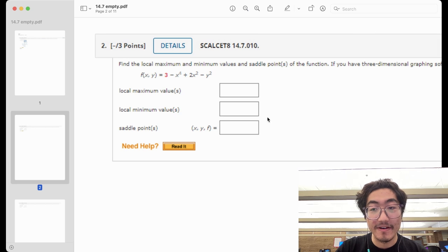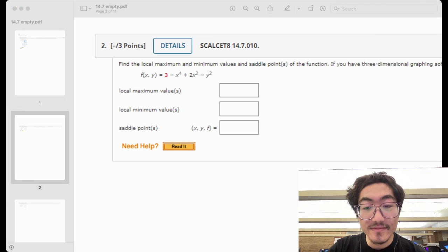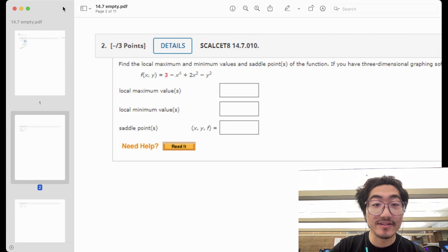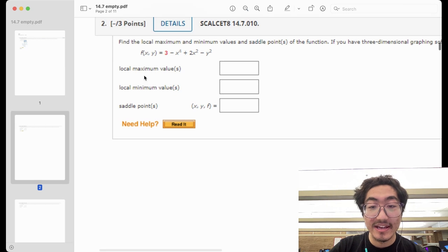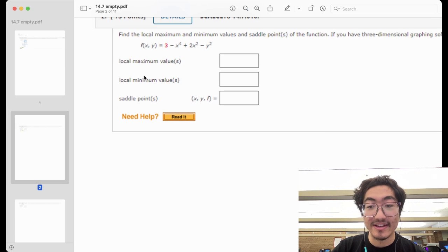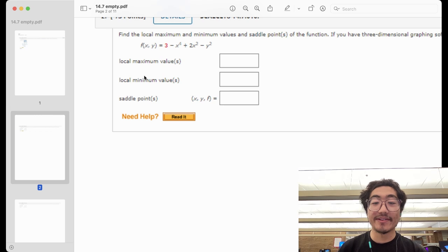We have the multivariable function f(x, y) equals 3 minus x to the 4 plus 2x squared minus y squared. For fx, it's going to be negative 4x cubed plus 4x. Then fy is going to be negative 2y because it's only the y variable.